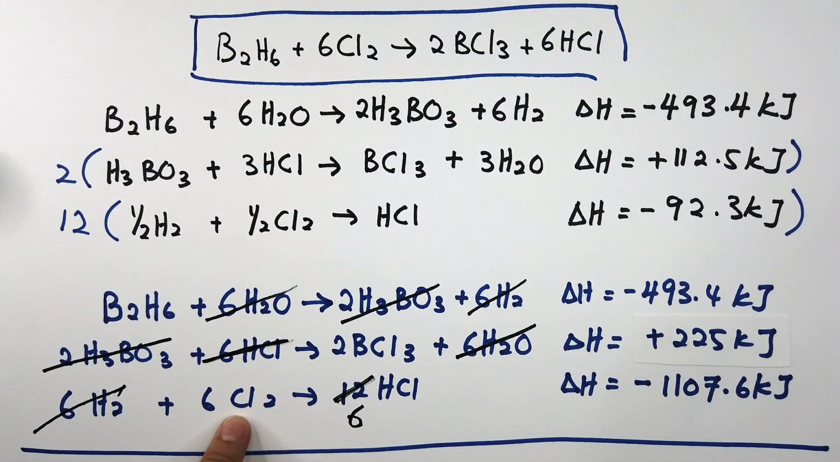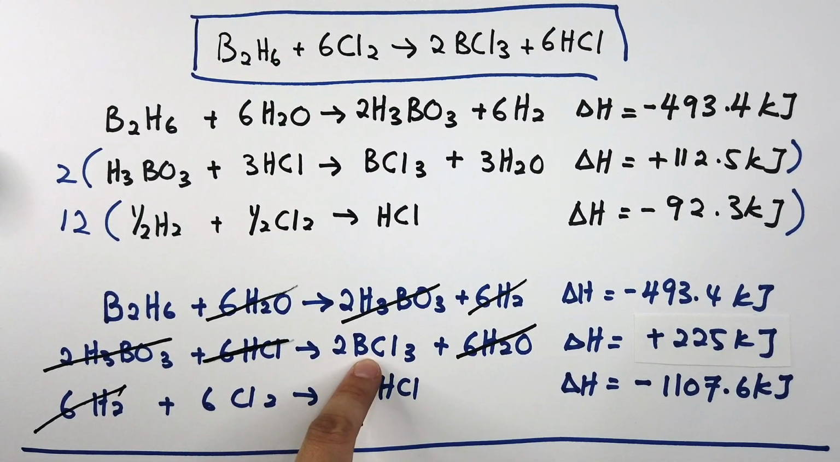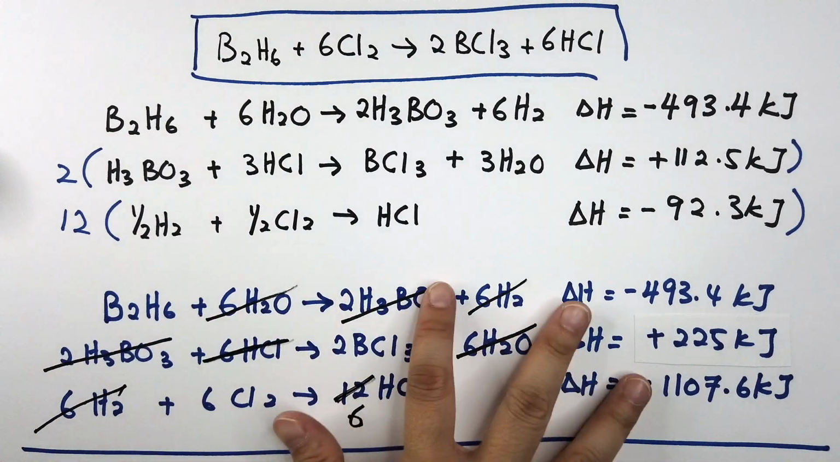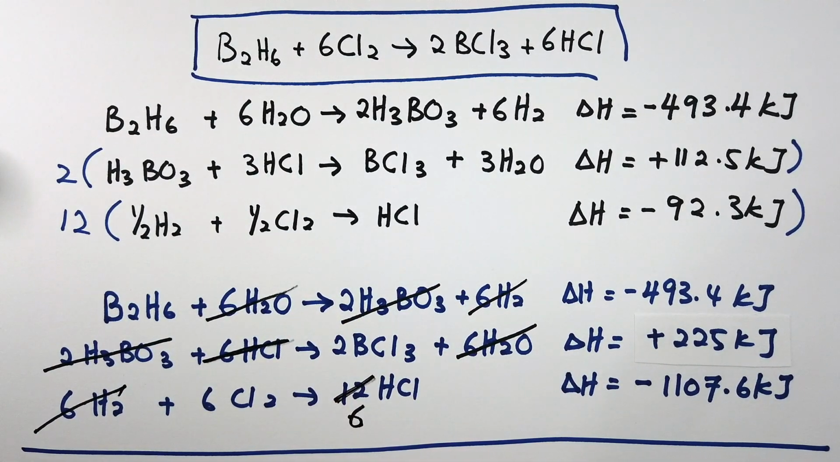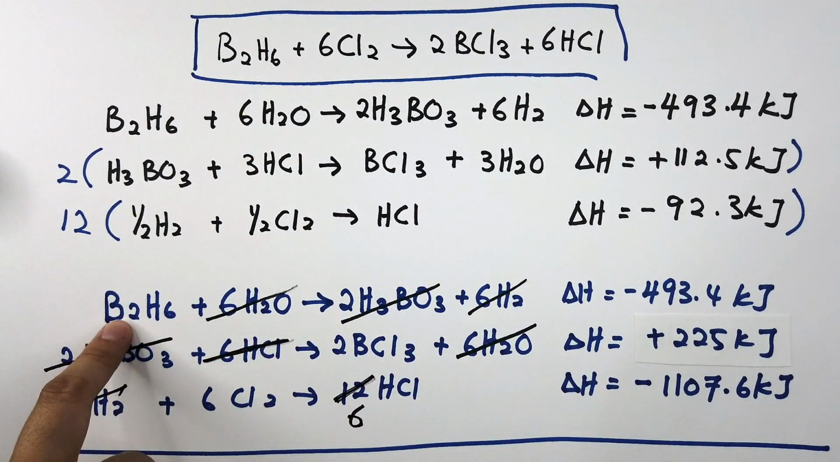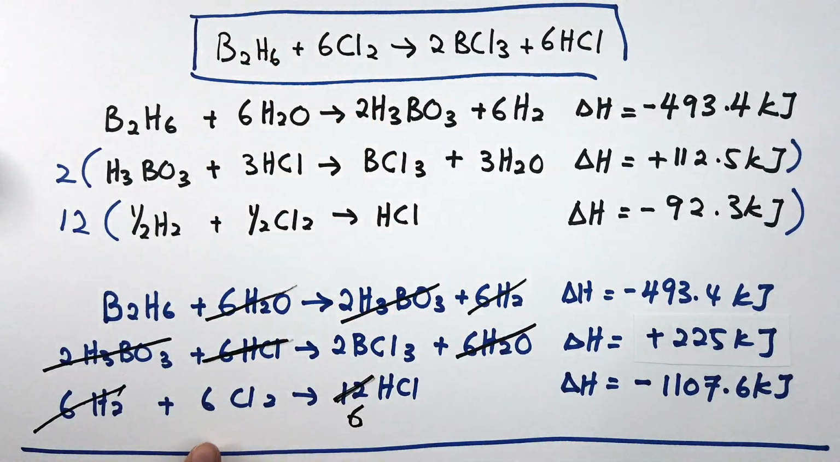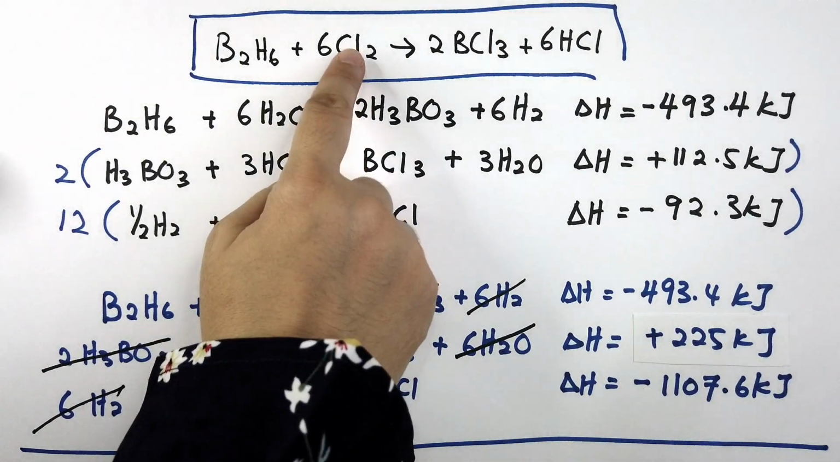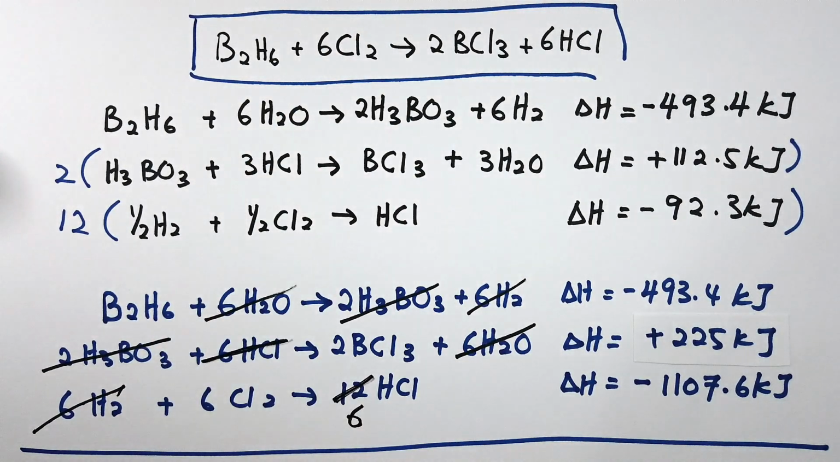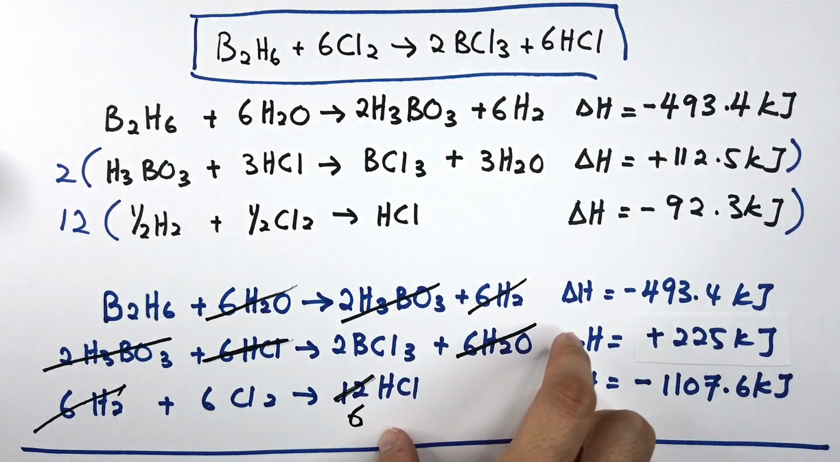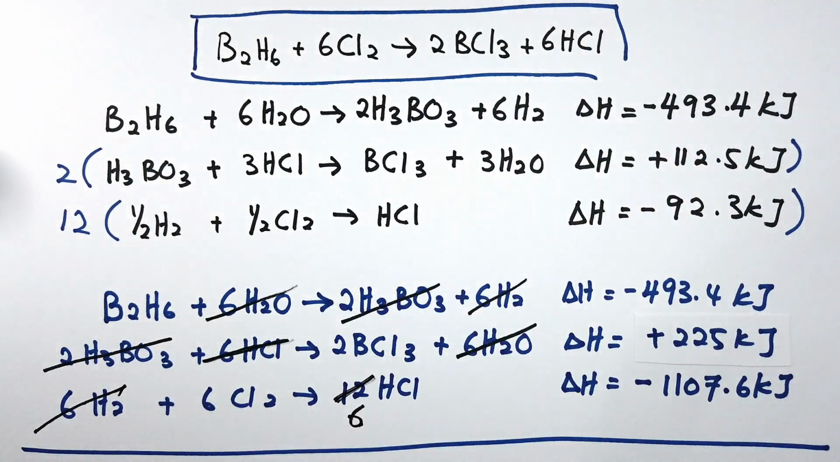We do need Cl2, and we do have the BCl3, and we have HCl. So when you have slashed all these things that you don't want, you will get the target equation. You have B2H6, and then you need to have 6Cl2, so you have 6Cl2, and then you have 2BCl3, the same, and 6HCl.